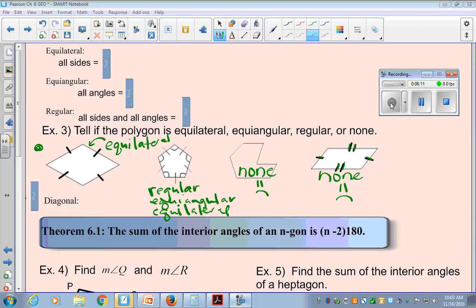Alright. So we're gonna talk about diagonals. Who was my other Danny? No, it was Danny. Jesse, were you gonna pull diagonal for me? Okay, go ahead.